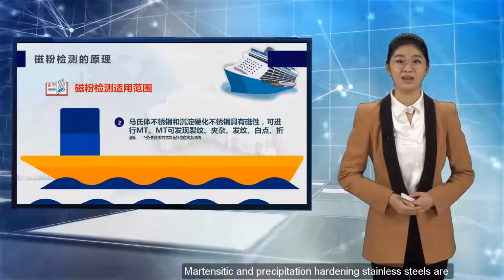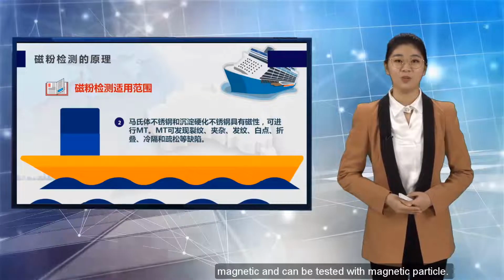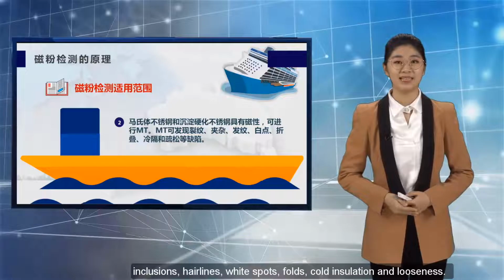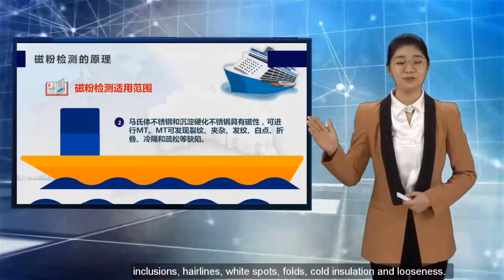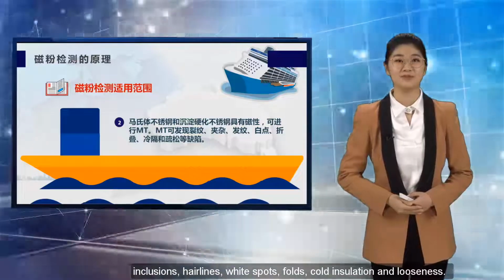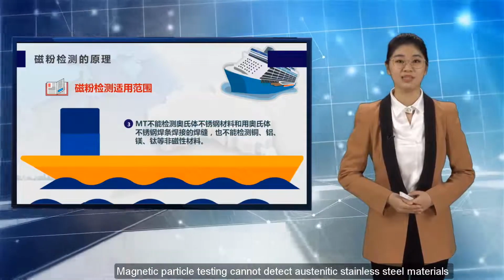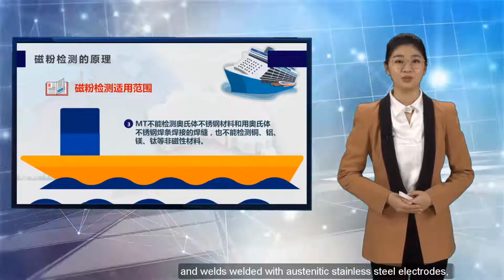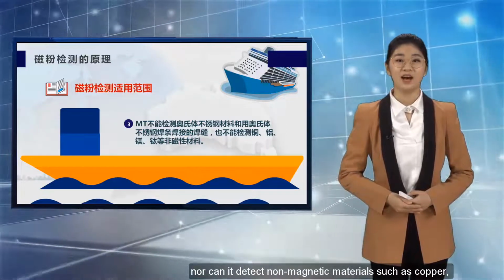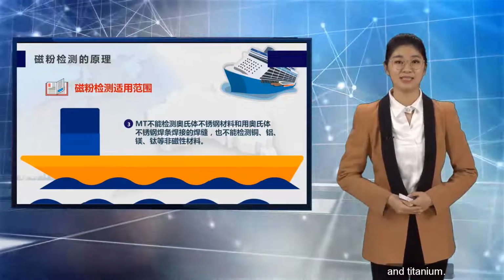Martensitic and precipitation hardening stainless steels are magnetic and can be tested with magnetic particle. Magnetic particle inspection can find defects such as cracks, inclusions, hairlines, white spots, folds, cold insulation and looseness. Magnetic particle testing cannot detect austenitic stainless steel materials and welds welded with austenitic stainless steel electrodes. Nor can it detect non-magnetic materials such as copper, aluminum, magnesium, and titanium.